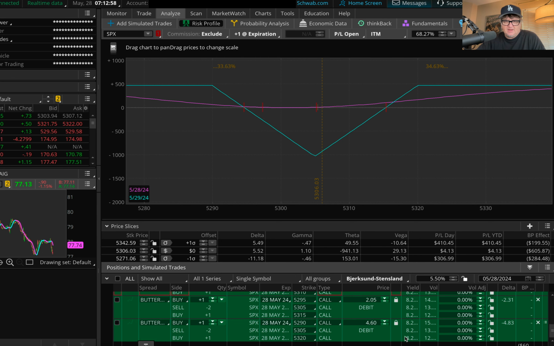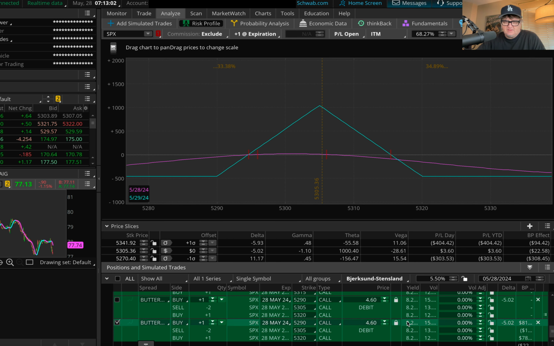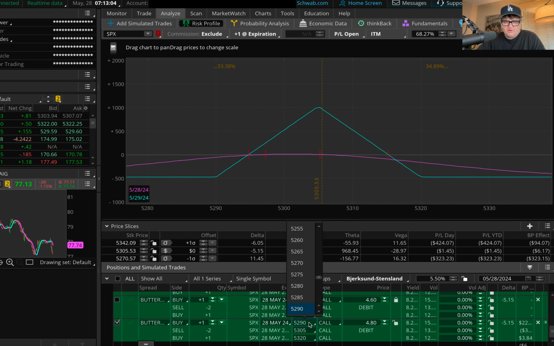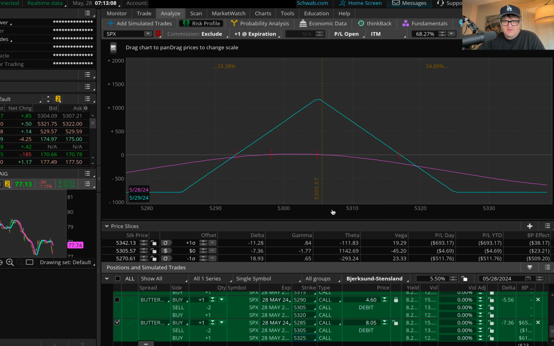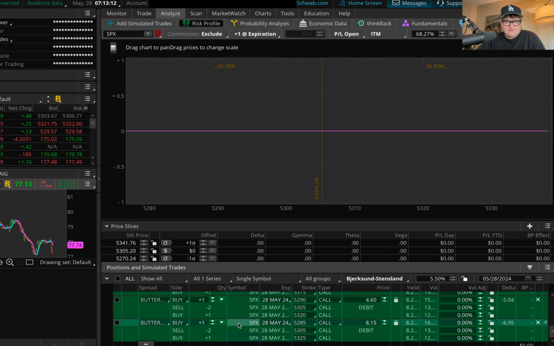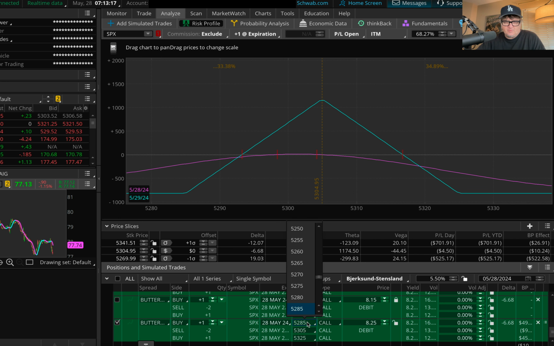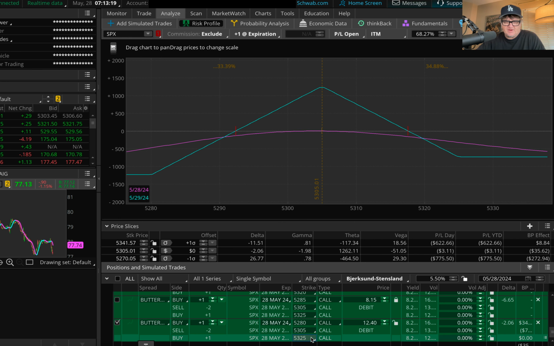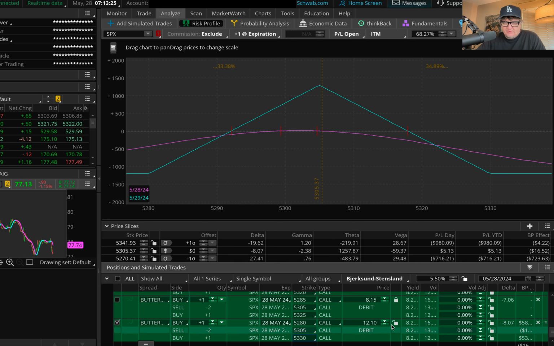Not analyze opposite trade. We want to say analyze trade. Duplicate that. This will be our 20-pointer. So we'll go to 85 and 25. Okay, there's our 20-pointer. Let's do it again. I'll say analyze trade, and we'll go 5 points more. This was 25 wide, right? Yeah. So that's our 25 wide.